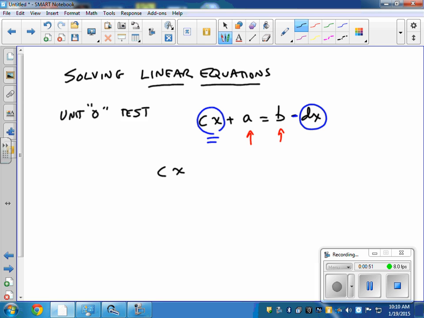We'll move the minus dx to the left side of the equation, which makes it positive dx. And then we'll move all the terms that don't have x to the right side. The b stays there, and of course the a would be subtracted, and you would have this.